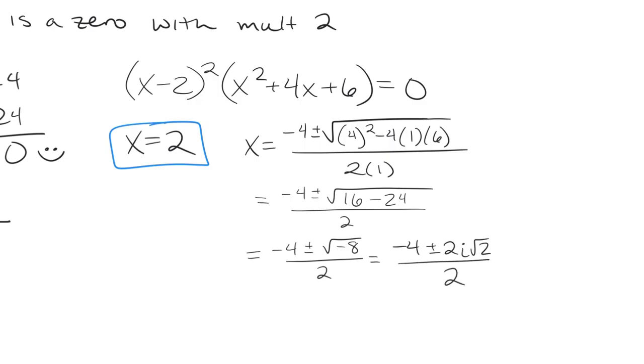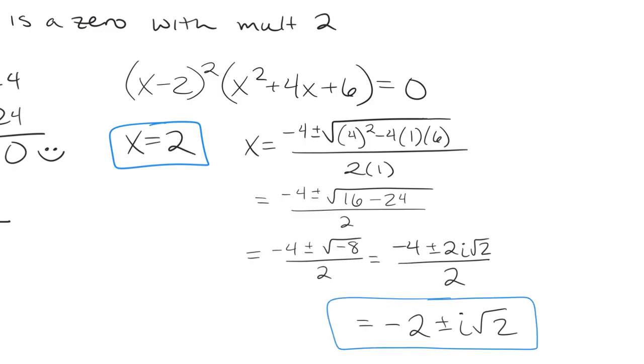Again, if you need to put the tree out there for 8, you can. Now 2 divides all of these things, so I can reduce this to -2 plus or minus i radical 2. Those are my other 2 zeros for this polynomial. I have a positive imaginary number and a negative imaginary number. Makes sense, they come in pairs.